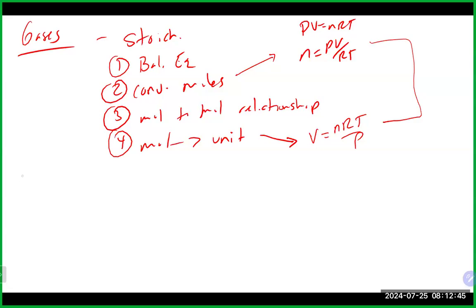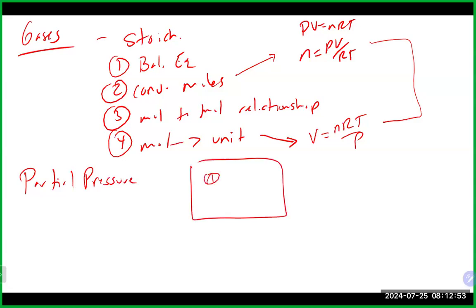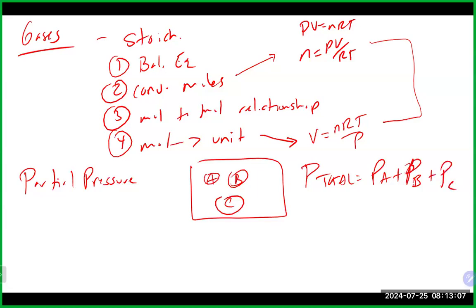We talked about partial pressures, which is basically the idea that when you have a mixture of gases, each gas will contribute to the overall total pressure of the mixture. So our total pressure would be the pressure of A plus the pressure of B plus the partial pressure of C. They're referred to as partial pressures because they all contribute to the overall pressure of the mixture of gases.